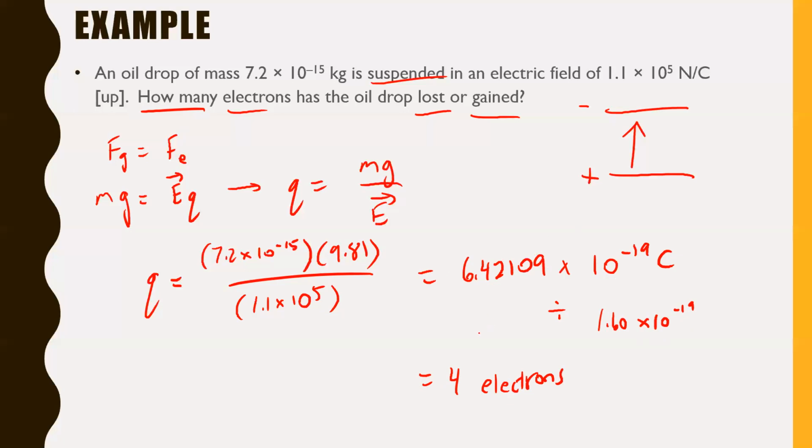But we need to think about whether we've lost these electrons or gained them. Keep in mind, if it's suspended in a field like this, gravity is pushing it down, but an electrical force is pushing it up. The only way an electrical force would be pushing it up in this case is if your object was attracted to a negative plate, which would make that object positive. So we know our oil droplet is positive, which means it's actually lost electrons. So we'll have to say 4 electrons lost.